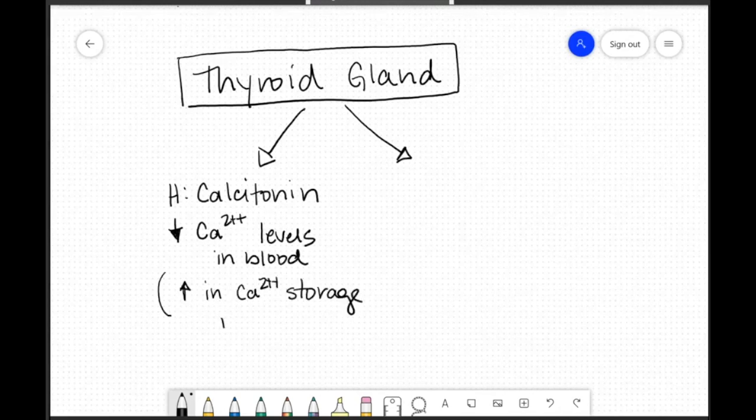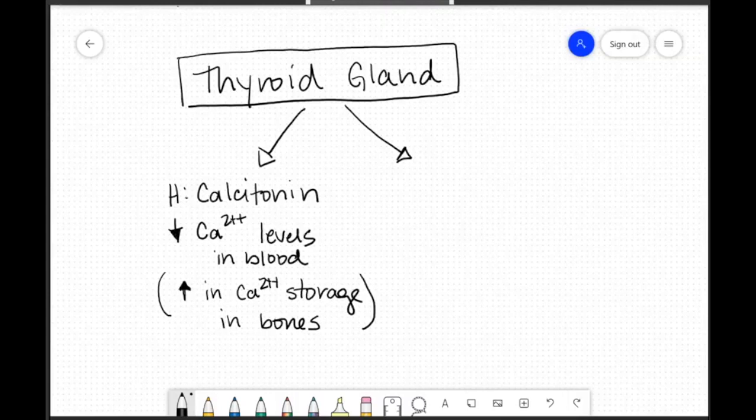In A&P 1, we talked about calcium being part of our bony skeleton. Your bones are made up of calcium. It's one of the minerals that make it a hard structure. So if we release the hormone calcitonin, it will cause calcium to be taken up and stored in our bones, therefore decreasing the level of calcium in our blood. So that's one hormone from the thyroid gland.